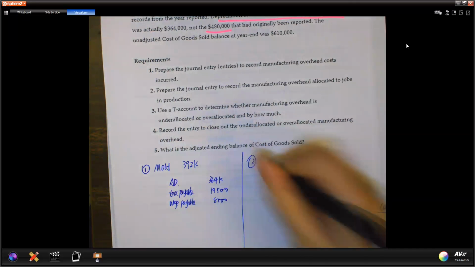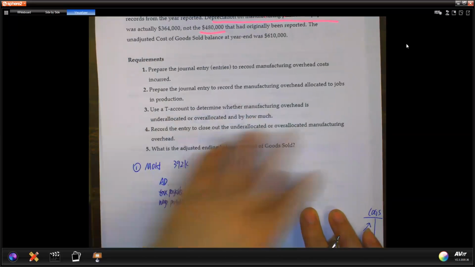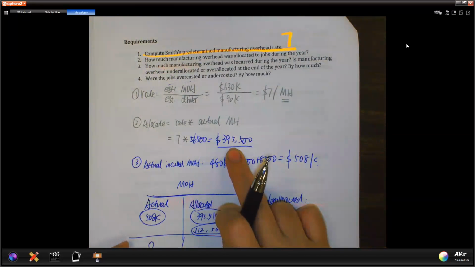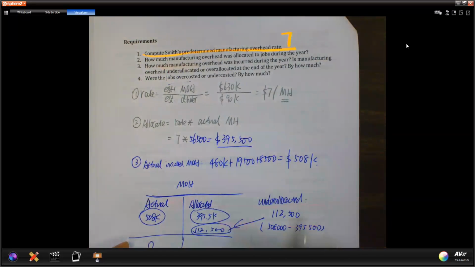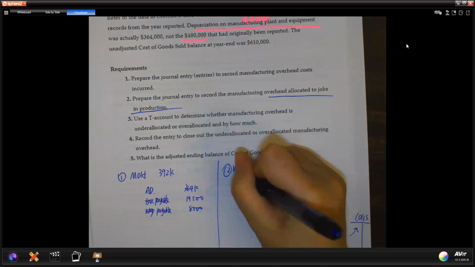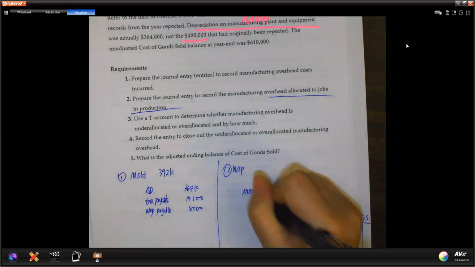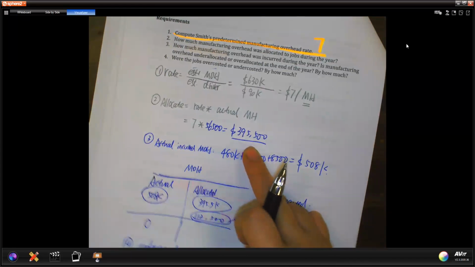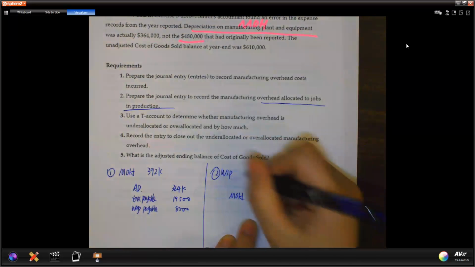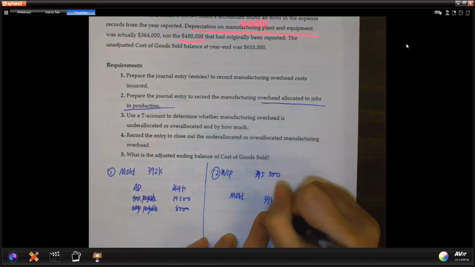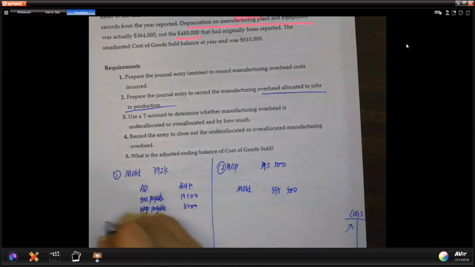Second question said, prepare journal entry called manufacturing overhead allocated to this. We already did, right? We said your allocation should be 395,500. But it asking about your journal entry. We said when you allocate, you always debit the work in process, you credit your manufacturing overhead. So you just debit 395,500 and credit that. So I just put the number 395,500. That's my second question.